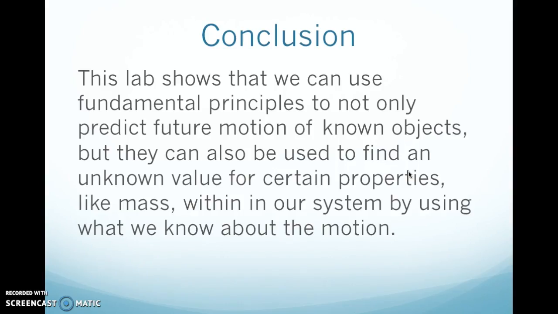In conclusion, this lab shows that we can use fundamental principles to not only predict the future motion of known objects, but they can also be used to find an unknown value for certain properties, like mass, within our system by using what we know about the motion.